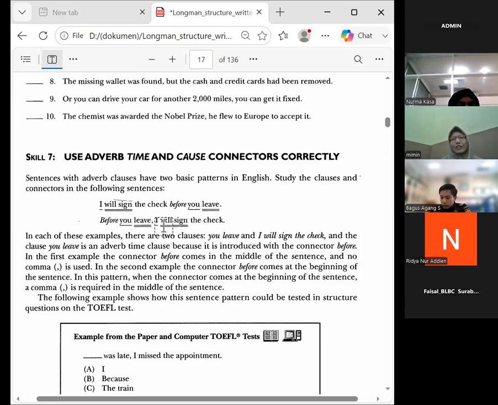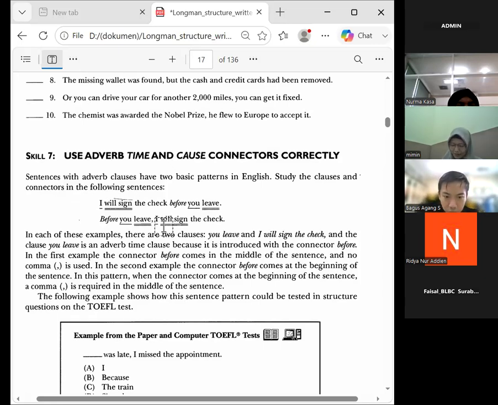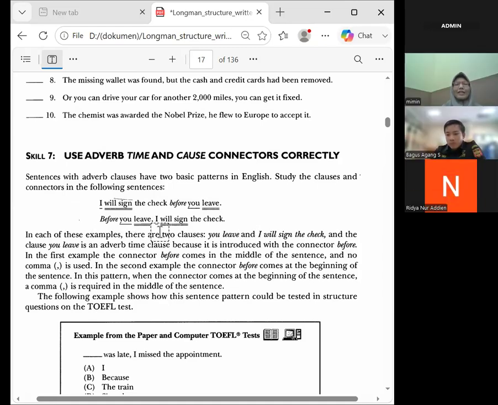I will sign the check before you leave. I is the subject, will sign is the verb. What is the connector? Anyone, please? Before. Very good. If you look at this pattern, I will sign the check before you leave, there is no comma. But there are 2 ways of writing this sentence: Before you leave, comma, I will sign the check.